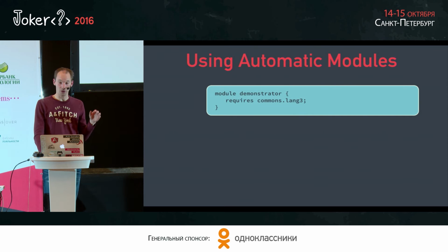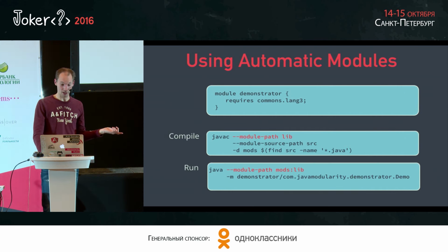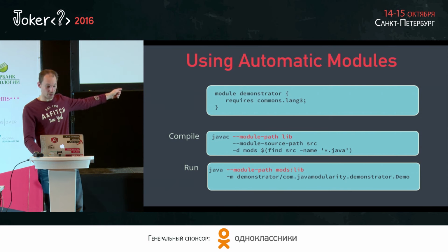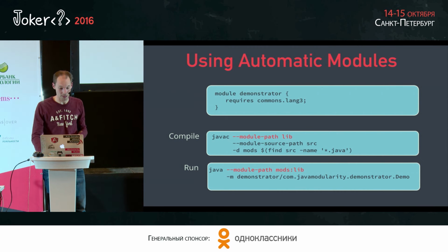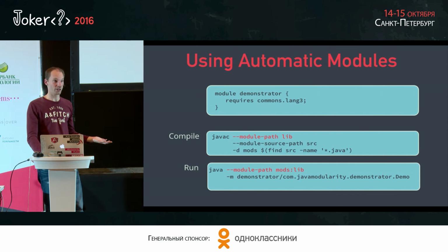So that's good, because if we use this, then we can actually say in our demonstrator module descriptor, requires commons.lang3. We can say that, and we can put it on the module path while compiling. So we have module path lib here, which contains the commons-lang jar file. And we can run it by adding our own modules on the module path, and also the lib directory containing this commons-lang jar. And then it will magically work again.